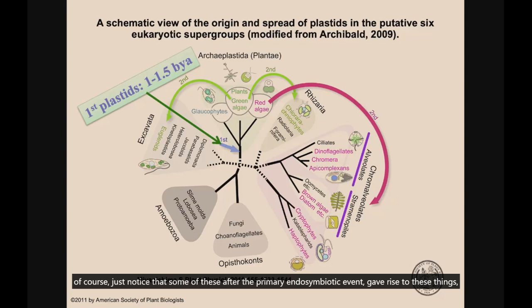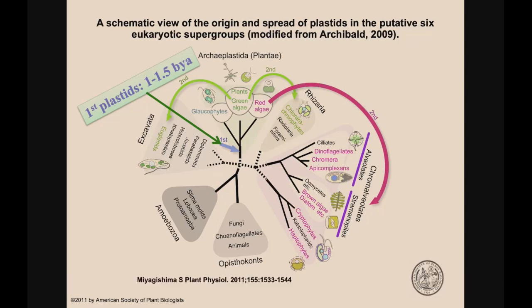And then you should also notice, you don't need to know any of these names, of course, that after the primary endosymbiotic event gave rise to these things, sometimes those, when they were single cells, were then engulfed by something else and gave rise to all this other stuff. You know, chromera, apicomplexans, dinoflagellates, cryptophytes, excavata, all these things that you've probably rarely heard of, and certainly none of us would know what they were if we saw them.